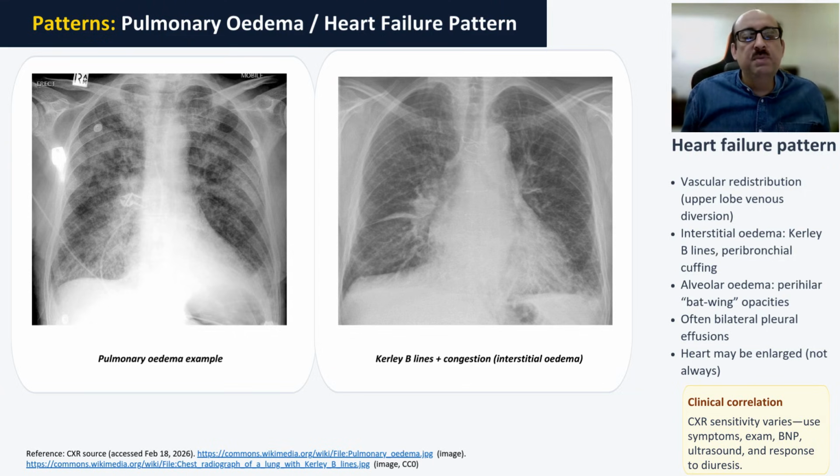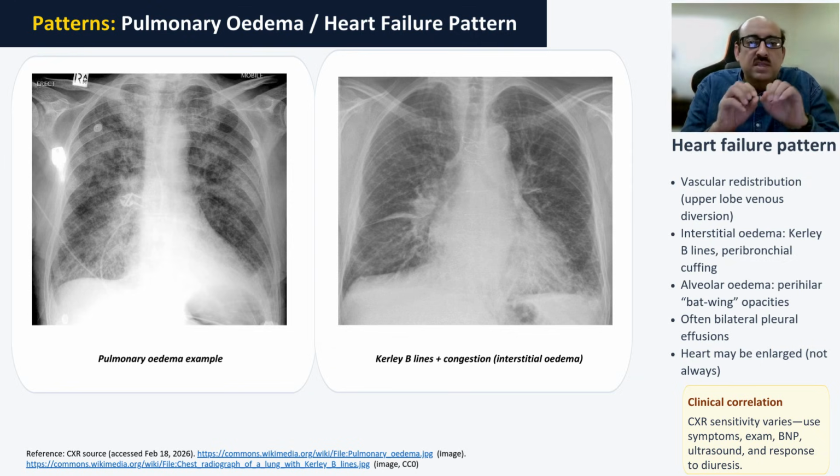The next is pulmonary edema, heart failure, one of the very, very important patterns. So what to look for? Look for the vascular redistribution, upper lobe diversion. Normally the upper lobe vessels should not be clearly visible because those are anti-gravity and the pressure should not be physiologically high enough.